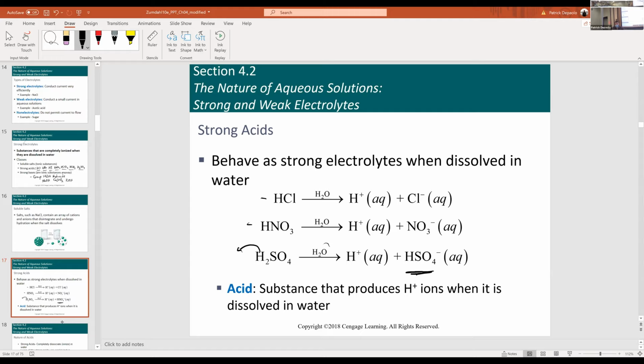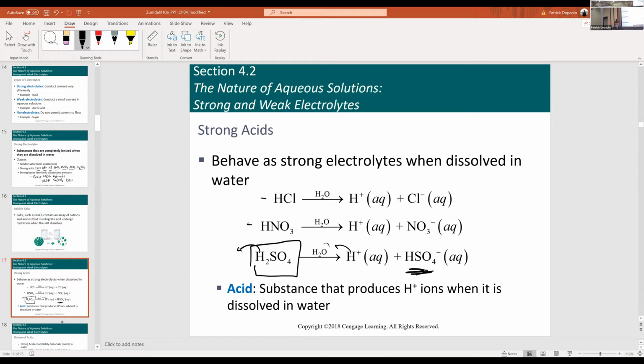The only one that's a strong acid is the original H2SO4. Since this is a different substance, it has different properties. It doesn't want to get rid of this second hydrogen nearly as badly, so it's considered a weak electrolyte in this case. So the strong electrolyte, in H2SO4's case, dissociates into H plus and another weak electrolyte. So that's good to know.